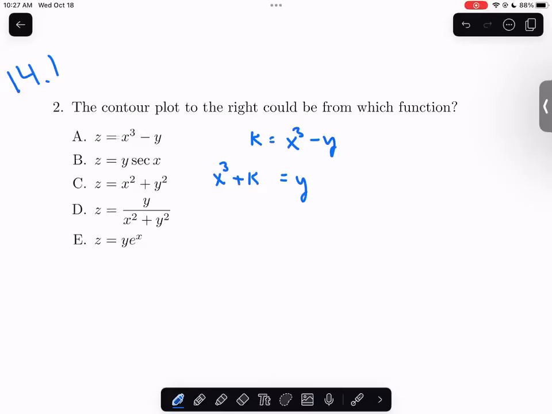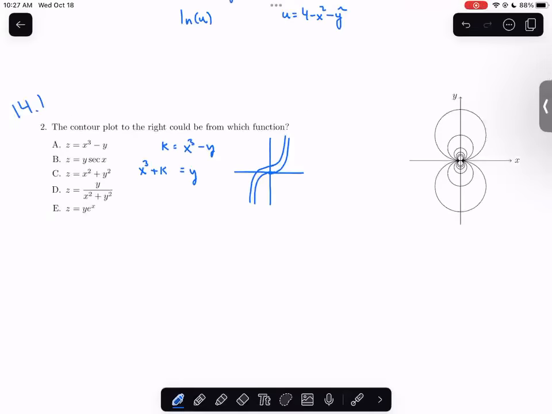So that means if I was to think about all the different level curves, for instance, when k equals 0, I'm just going to get my good old classic cubic equation. But if k was equal to 1, that plus k is going to be shifting it up by 1, so we'd get something a little bit higher. It would still be a cubic, but a little bit higher. And so we can see very quickly that A will not generate this. We don't have any circles whatsoever. And so A is out.